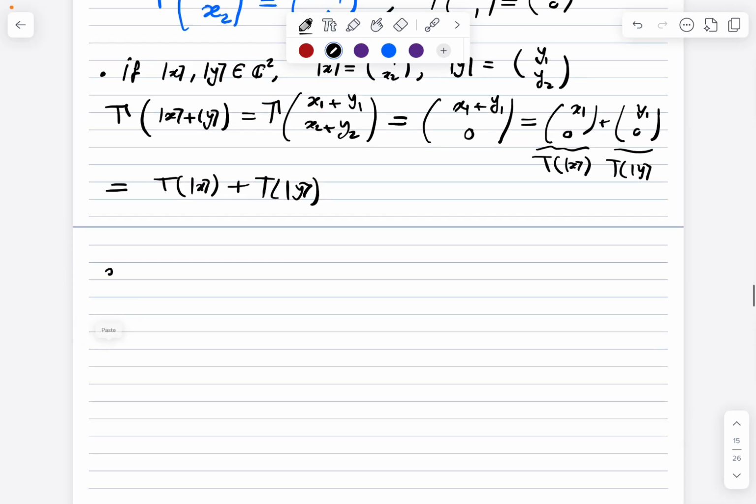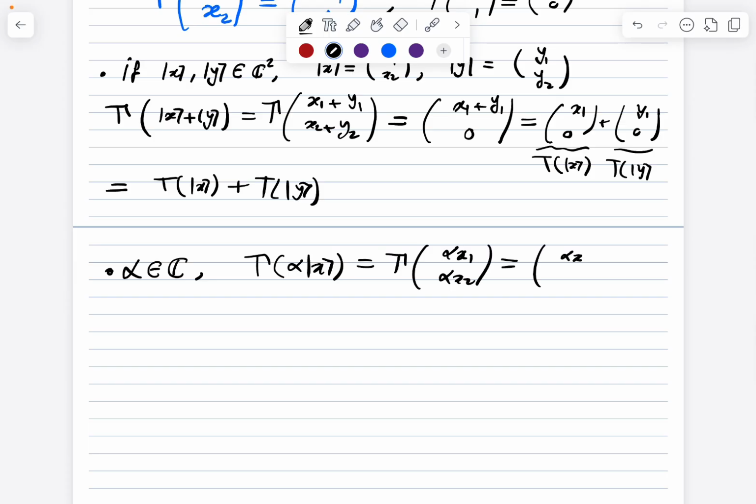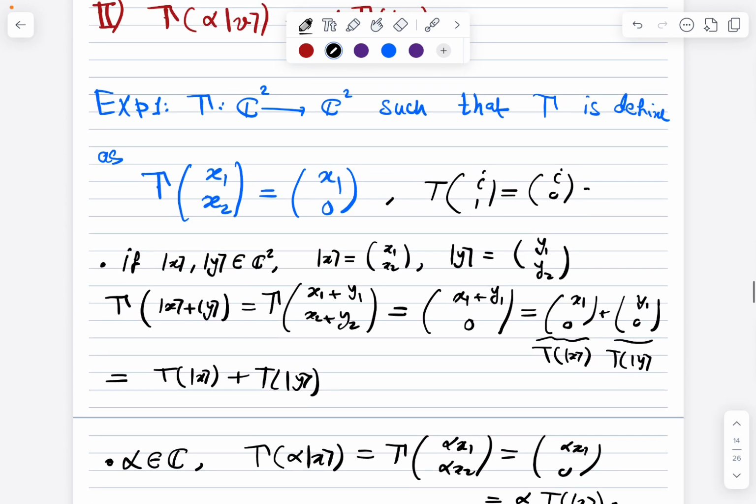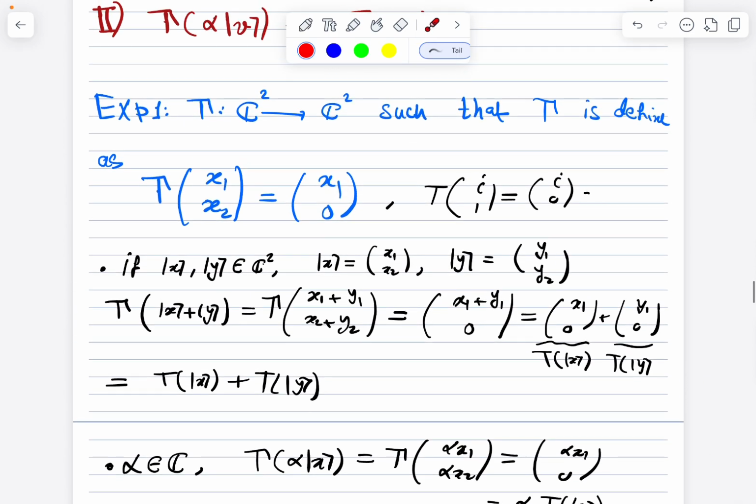Now let's check that it satisfies the second property. Let me take alpha. Alpha here is just a scalar, so let me assume it's a complex number. When you apply T to, for example, alpha x, we'll have alpha x1, alpha x2, which gives alpha x1, 0, which again can be written as alpha T of x. So it satisfies the second property. So indeed, this operator that's given is a linear operator.